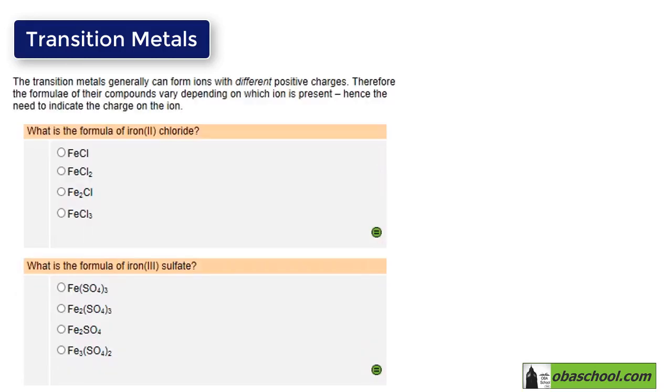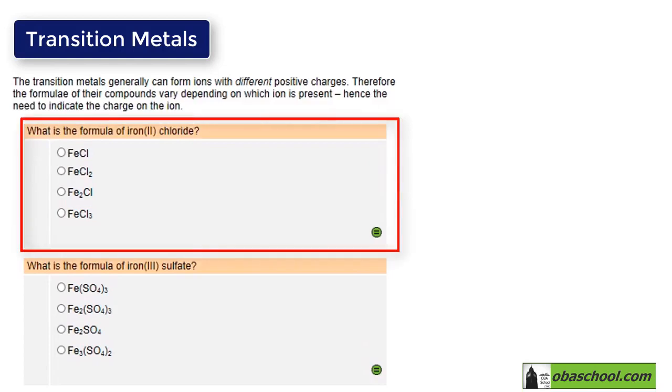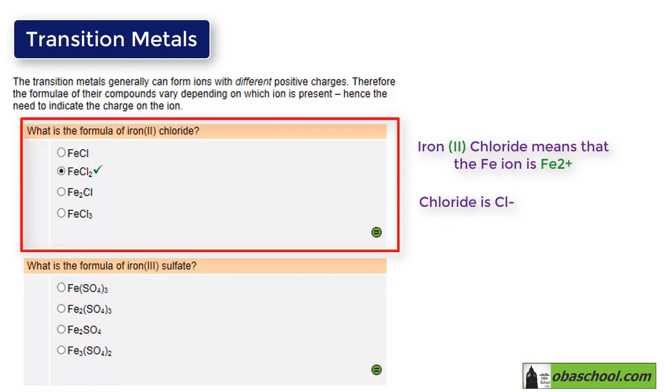Let's answer two questions about the formula of compounds made by transition metals. What's the formula of iron 2 chloride? Excellent, FeCl2. Because it's Fe2+, because it's iron 2 chloride. So 2 indicates that it's Fe2+ and not Fe3+. Chloride is Cl-, so applying crisscross method, we get FeCl2.